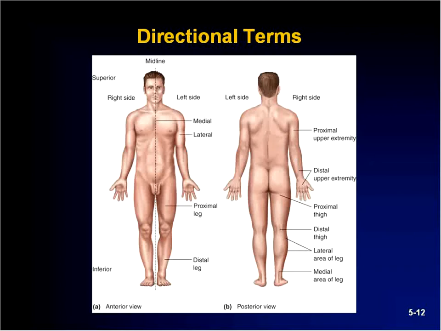Distal means the exact opposite. Distal means farthest from the midline or center area of the body. With reference to an extremity, it means farthest point of the point of attachment to the body. The elbow is distal to the shoulder.